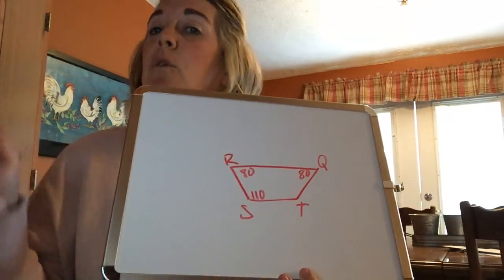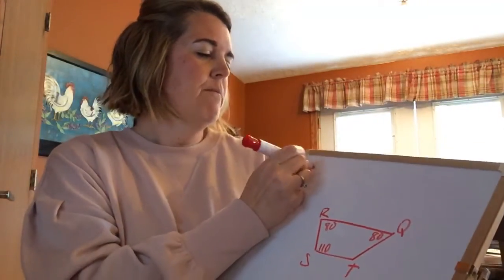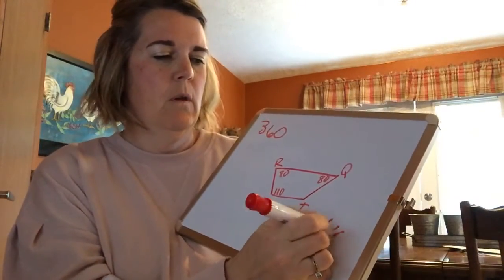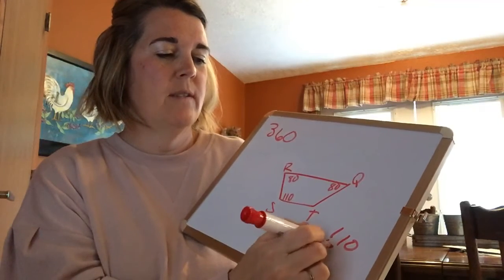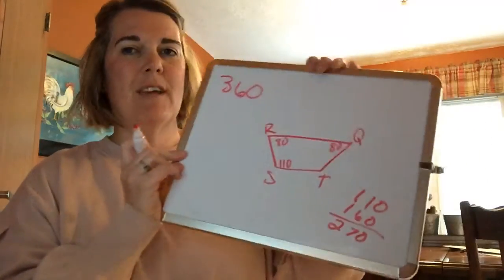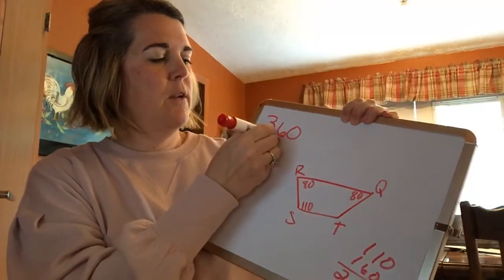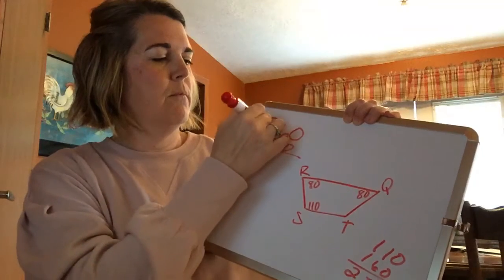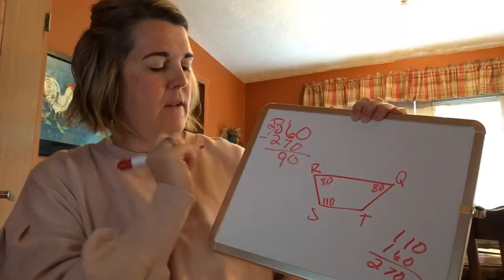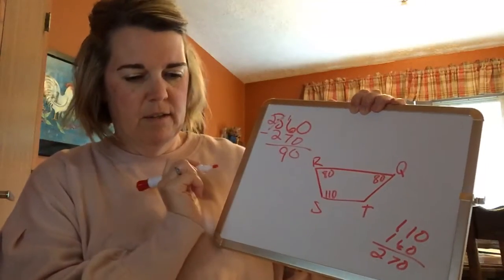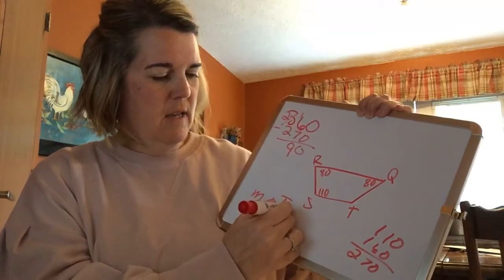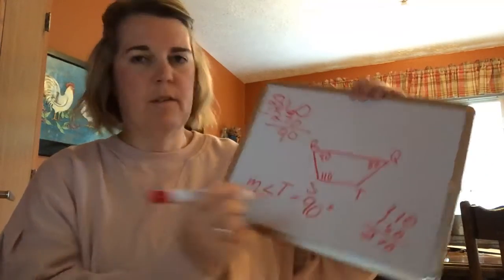Now, here's the trick. We know the whole thing is 360. So if we take 110 and 80 plus 80, which is 160, we get 270. Now we just take 360 minus 270, and our missing degree here, the measure of angle T, is 90 degrees.